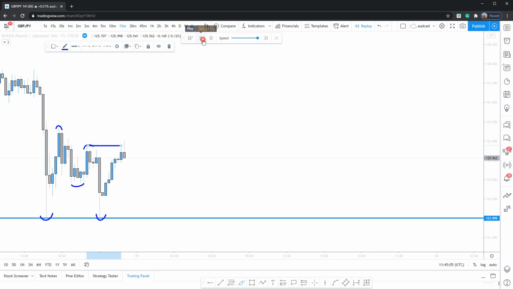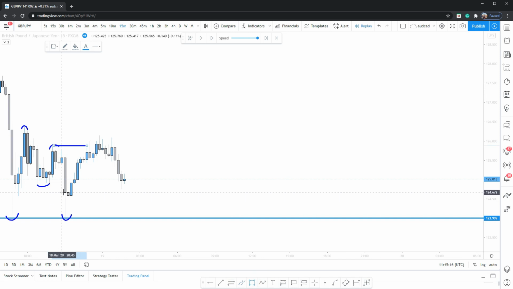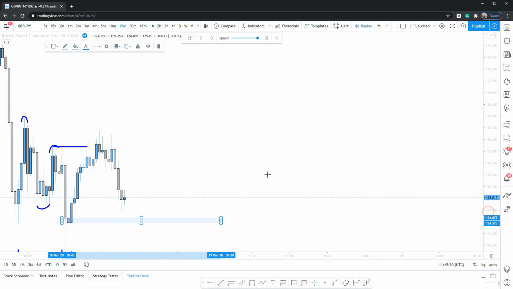Okay, fair play to me. Oh gosh. Okay, so we've broken structure. For me, we have broken structure. Now, where did this structure break come from? It came from this OB here. And this OB is obviously very small, very clean, and we can set an order here.